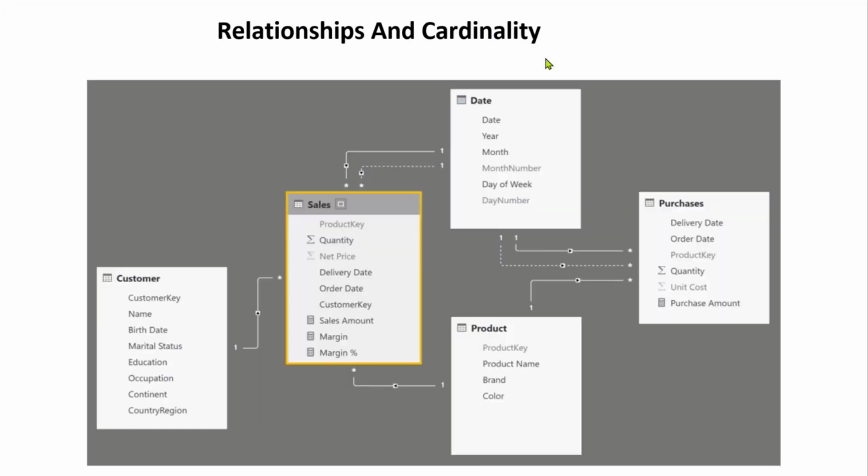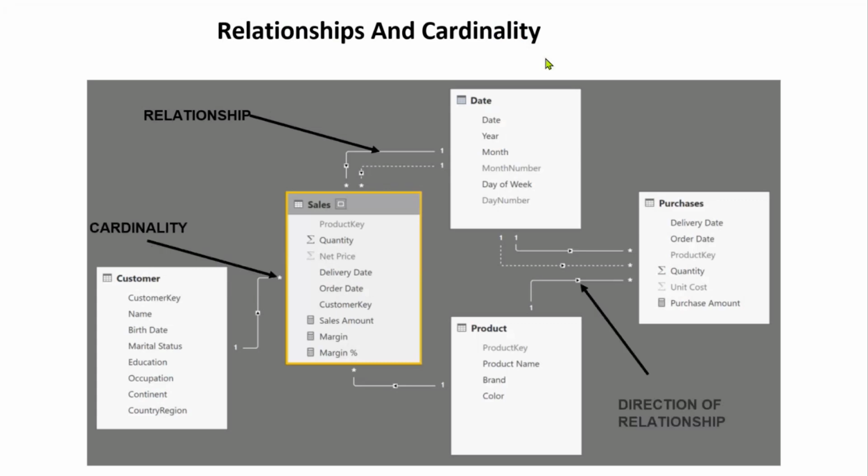Now we'll be talking about relationships and cardinality. I'm supposed to have arrows and words here. Okay, yes, sorry. So now you can see this first one. This is a relationship. This line that is not dotted is an active relationship, while the dotted line is an inactive relationship.